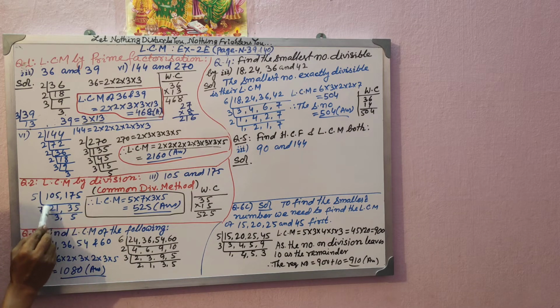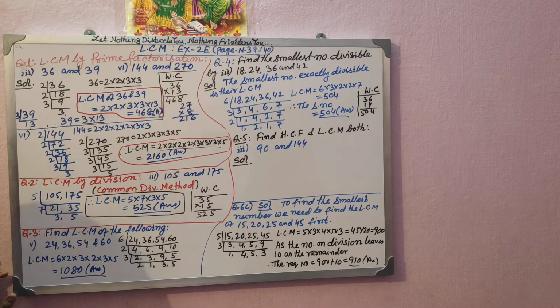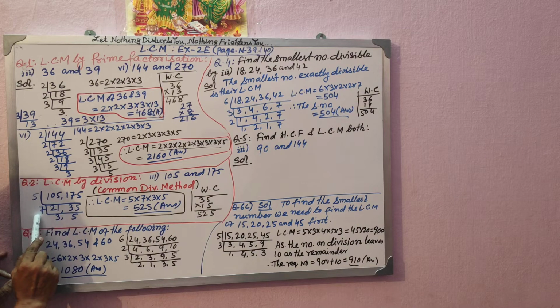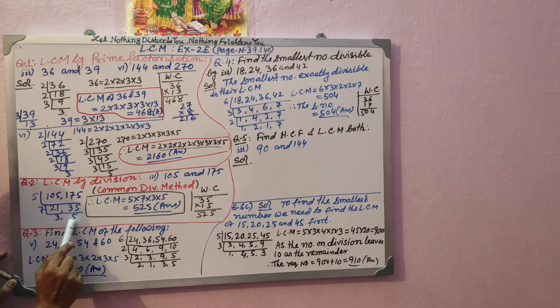See, 5 can divide, so it will come 21. 5 2s are 10, 5 1s are 5, 5 3s are 15, and 5 5s are 25. So 21 and 35. When you are finding the long division or common division method, at that time you don't have to go for a number which is prime. Prime factors you don't have to pick. Any divisor you pick. In this case 7 can divide, so 3 and 5.